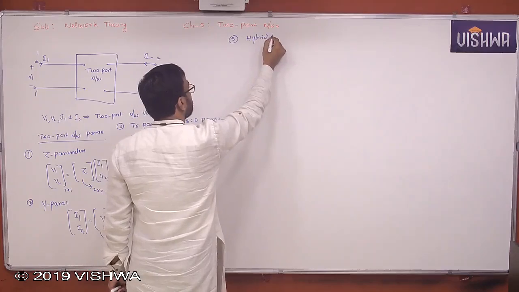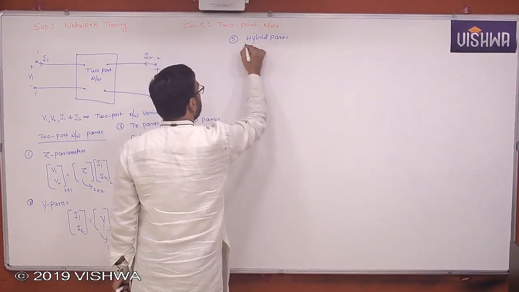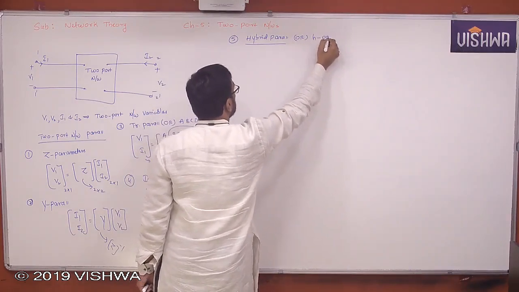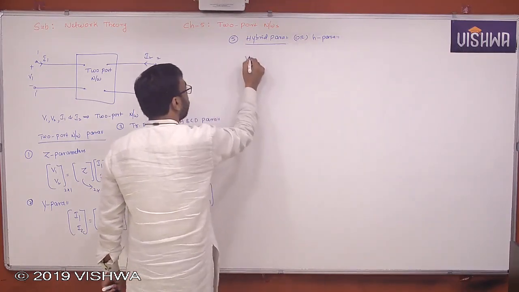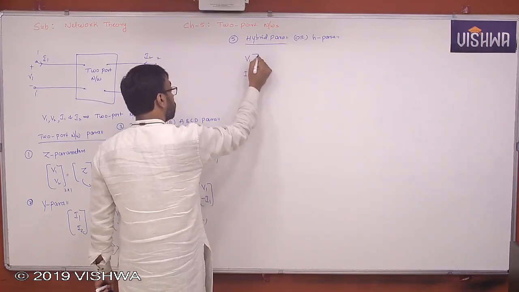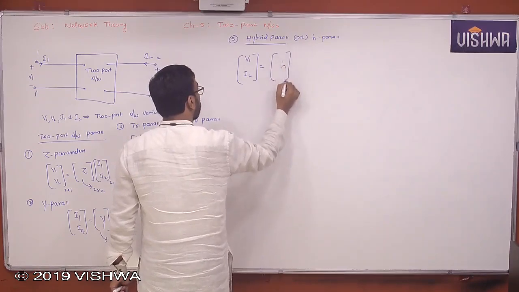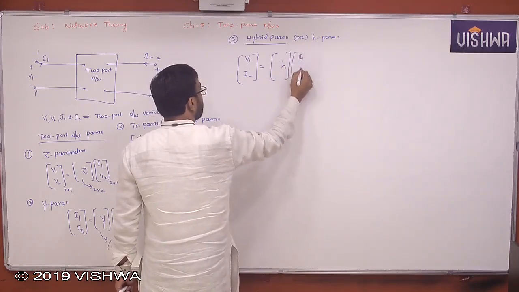hybrid parameters or H parameters. So what do you get here? V1, I2, equals the H matrix, times I1, V2.